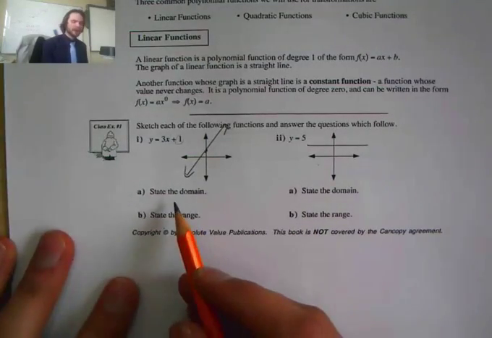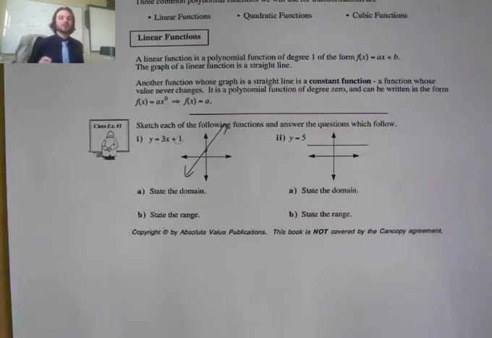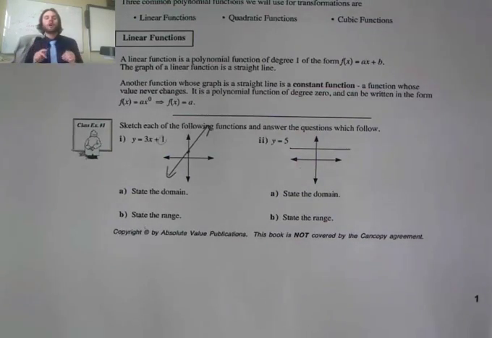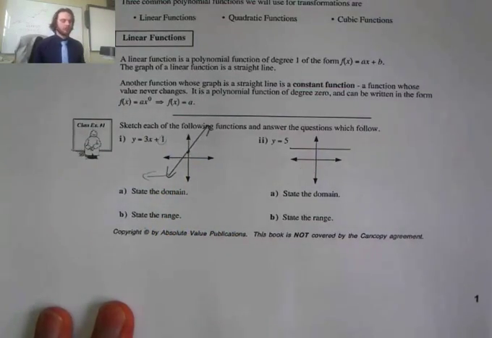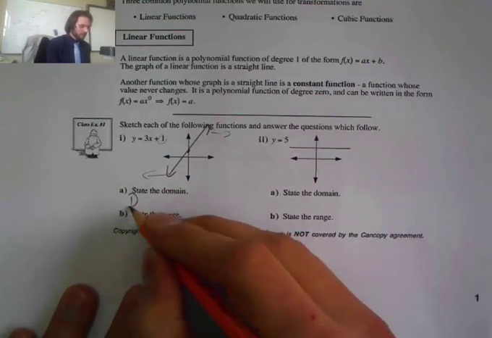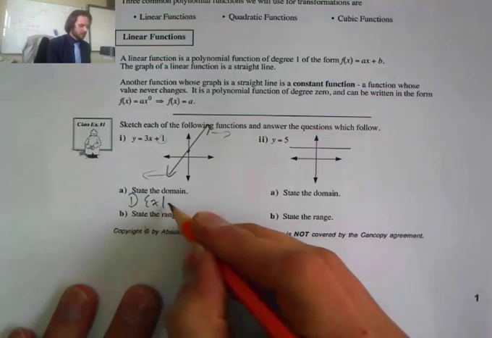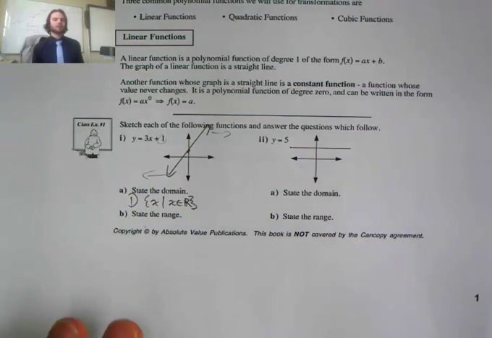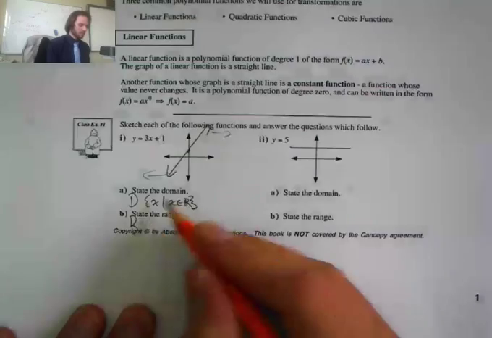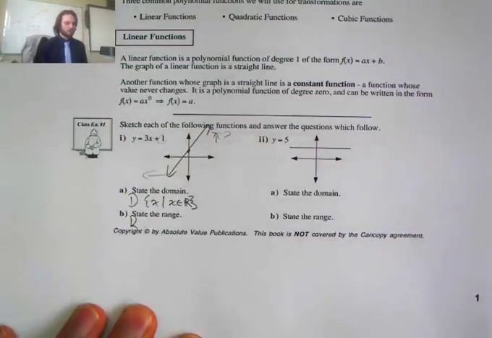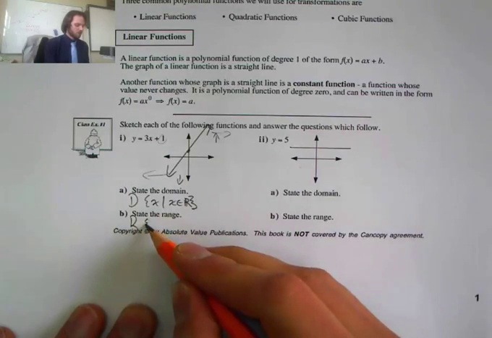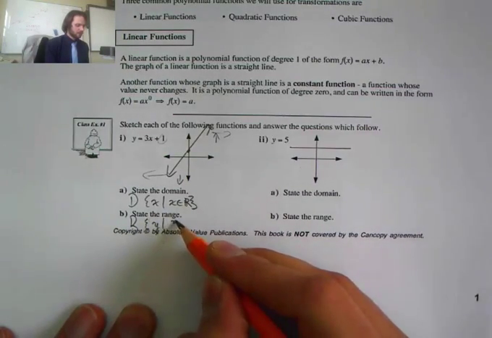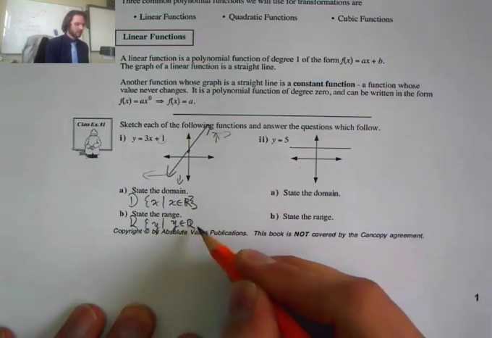So let's take a look at A. A says, state the domain for this one. Domain is all of my left and right values. So how far left does it go and how far right does it go? If I look at this, it's going to go forever left and forever right eventually. So my domain is x is an element of all real numbers. Now let's take a look at my range. Well, this will go forever up and forever down. So we're looking at y such that y is an element of all real numbers.